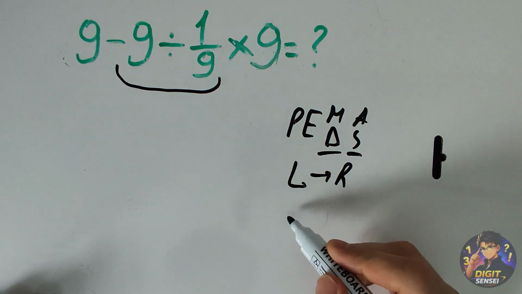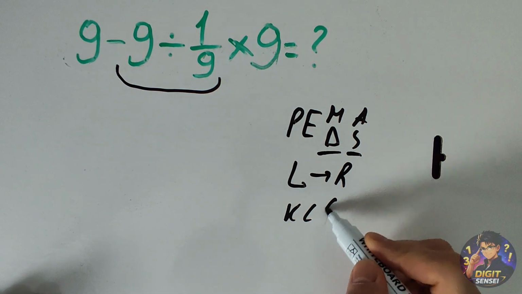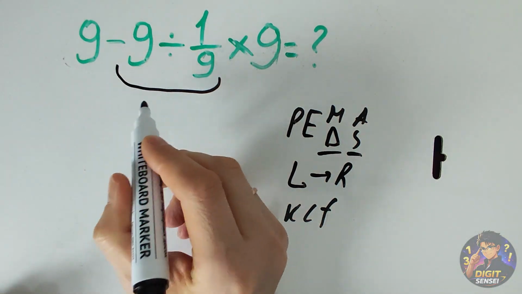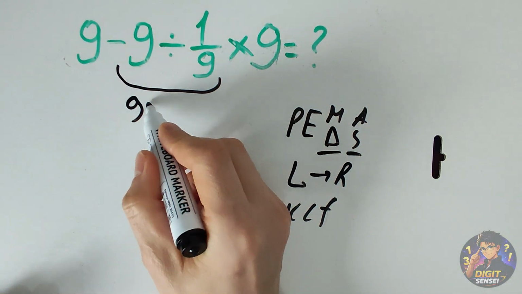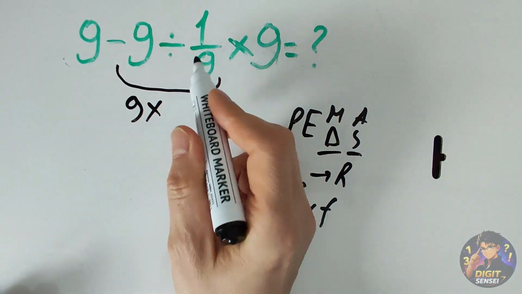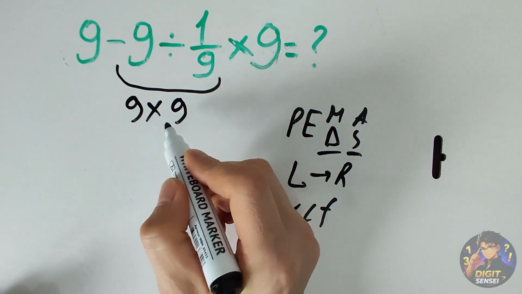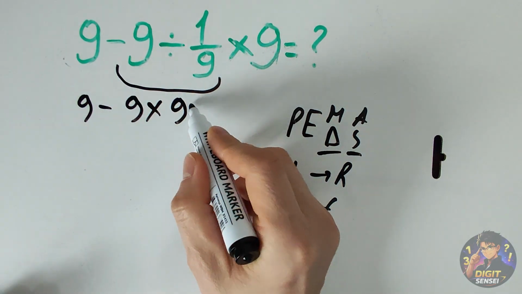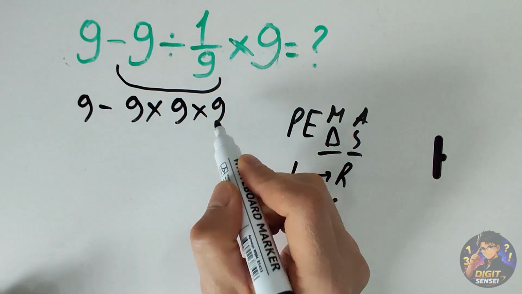According to the KCF rule, K stands for keep, C stands for change, and F stands for flip. We can write keep the first fraction, change division to multiplication, and flip the second fraction. Okay, so 9 minus 9 times 9, and again times 9.